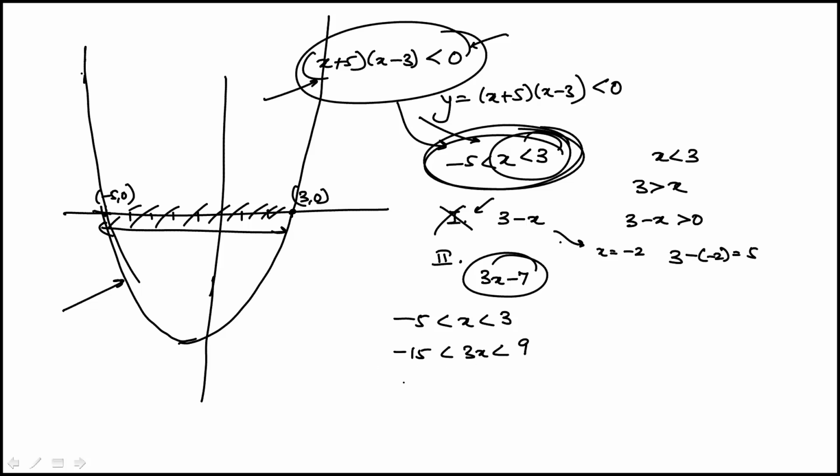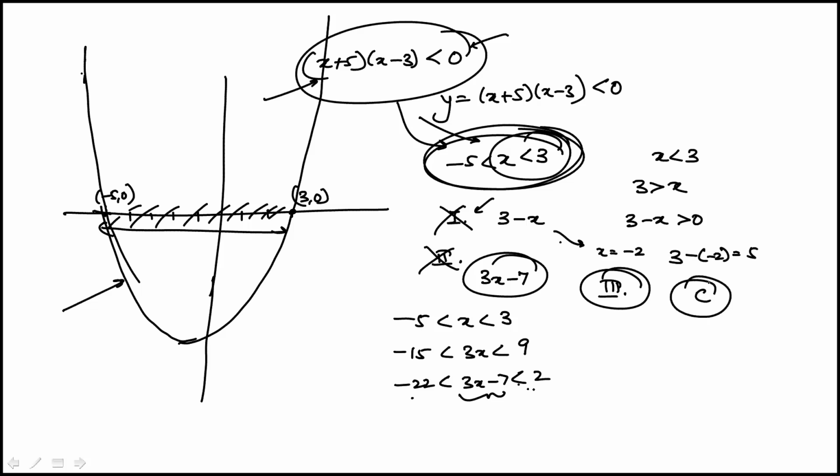Then I'm going to subtract 7 from all of these. And you will see 3x minus 7 is between minus 22 and 2. So it can be positive if it was 1, 1.8. So 2 is also eliminated. We're just left with 3. If you look at the answer choices, it has to be C.